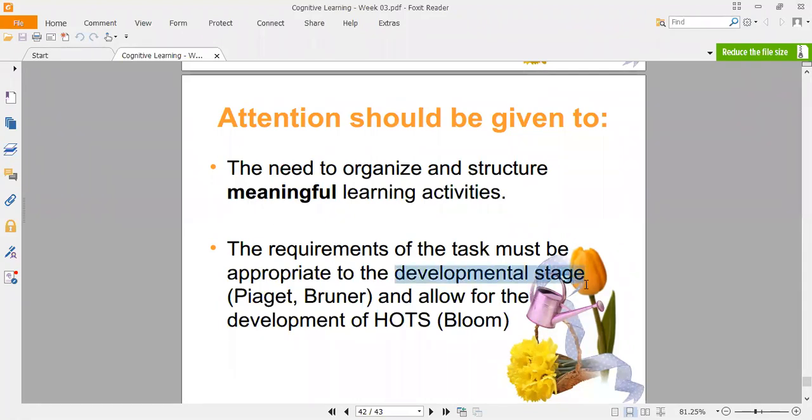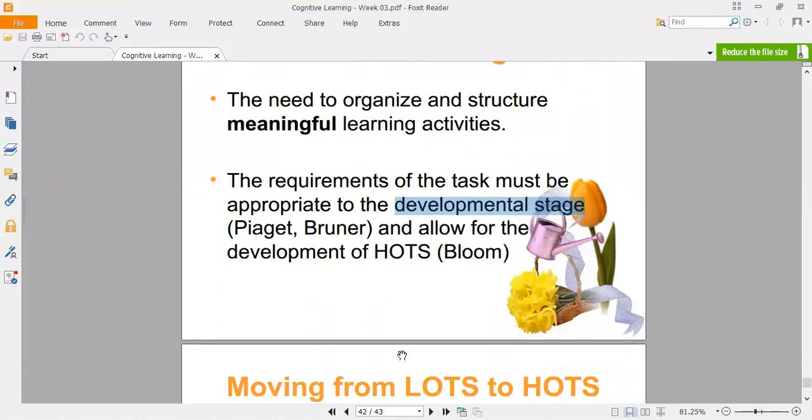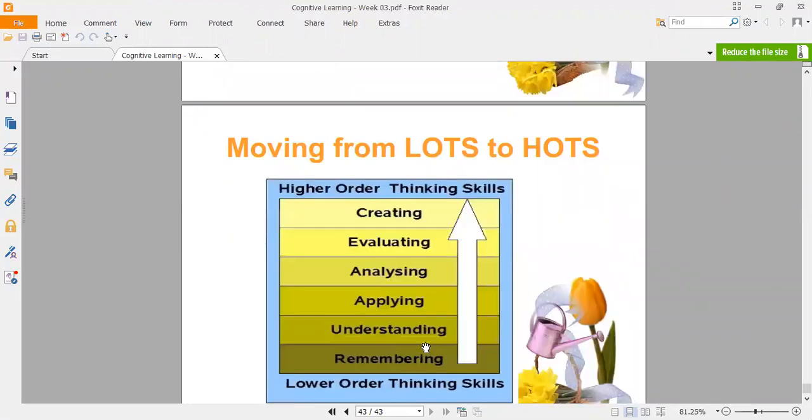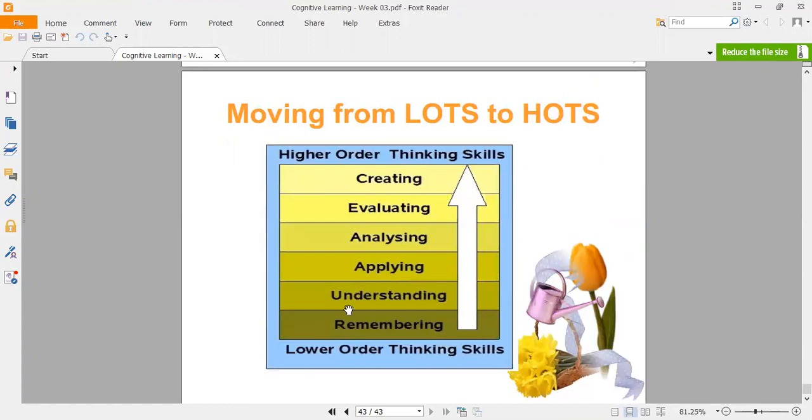It needs to be age appropriate, yes, age and developmental stage, whatever the developmental stages are. You need to make sure all those things match the proper developmental stage. And also you need to make sure of what? Lower order thinking skills to what? Higher order thinking skills.